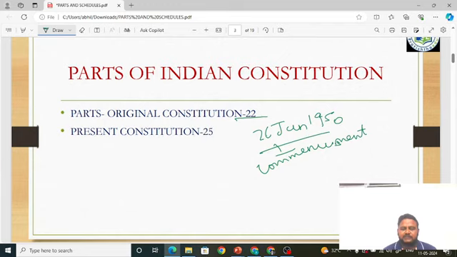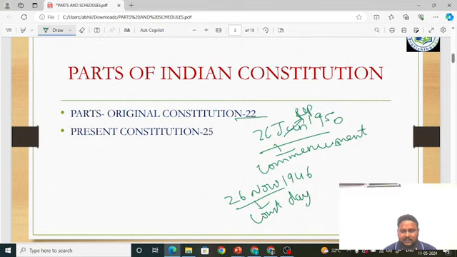Understand one thing, friends. The day of enactment or adoption of the Constitution is 26 November 1949. But now 26 November is celebrated every year as Constitution Day, like 26 January is celebrated as Republic Day. The date of commencement of the Constitution is 26 January 1950. Remember this. This was the date on which the Constitution came into force.